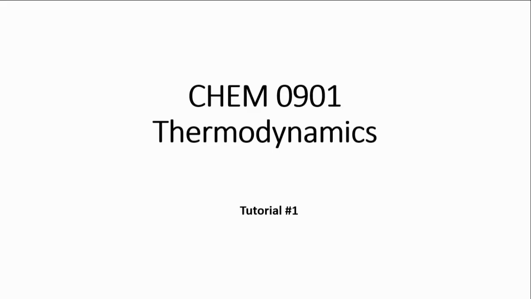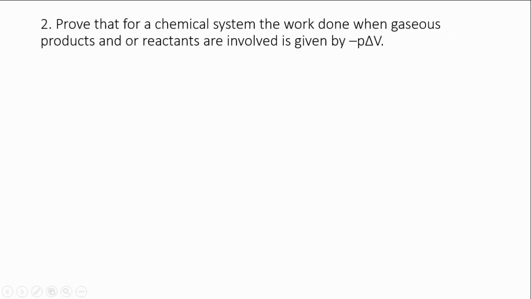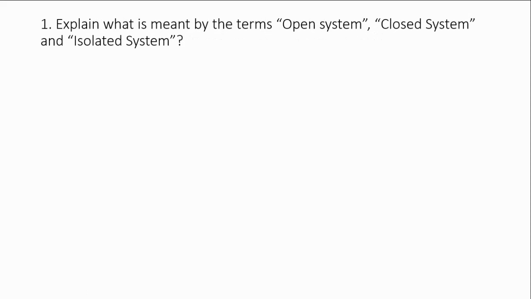Students, what I would like to do is take you through, in a step-by-step manner, this tutorial paper, which consists of some typical exam type questions. For example, the first question asks us to explain what is meant by the terms open system, closed system, and isolated system. Now, an open system is one which can exchange both matter and energy with its surroundings.